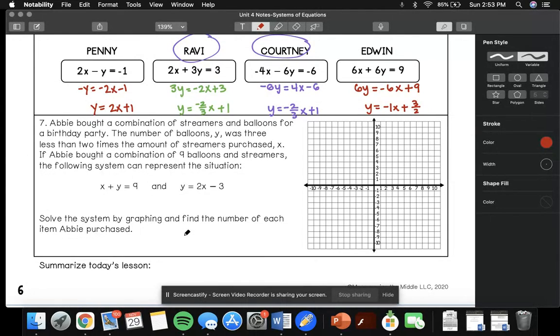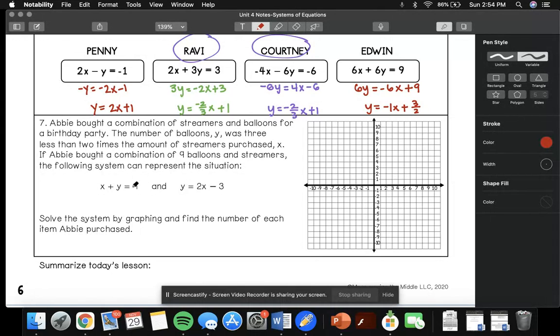Number 7. Abby bought a combination of streamers and balloons for a birthday party. The number of balloons, y, was 3 less than 2 times the amount of streamers purchased, x. If Abby bought a combination of 9 balloons and streamers, the following system can represent the situation. So here's the first one. Streamers plus balloons equals 9 total things. The number of balloons is 3 less than 2 times the number of streamers. So that's how they wrote this equation.